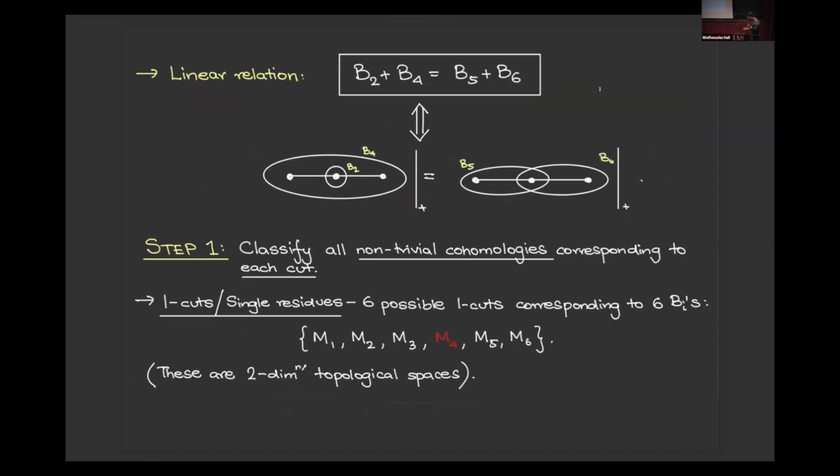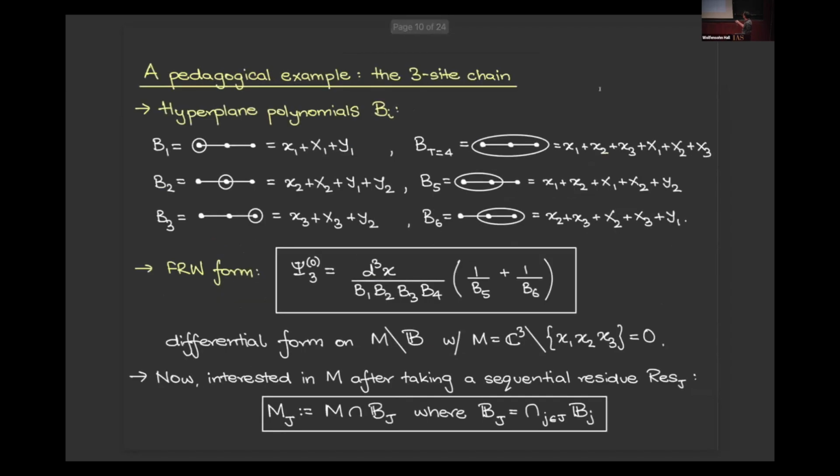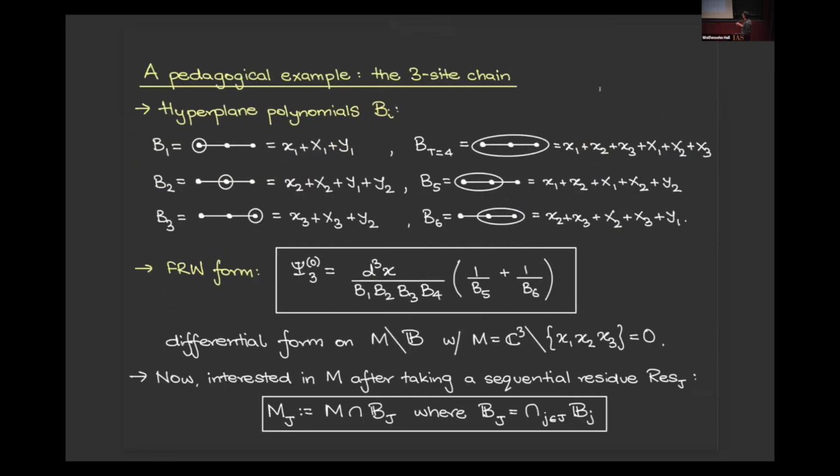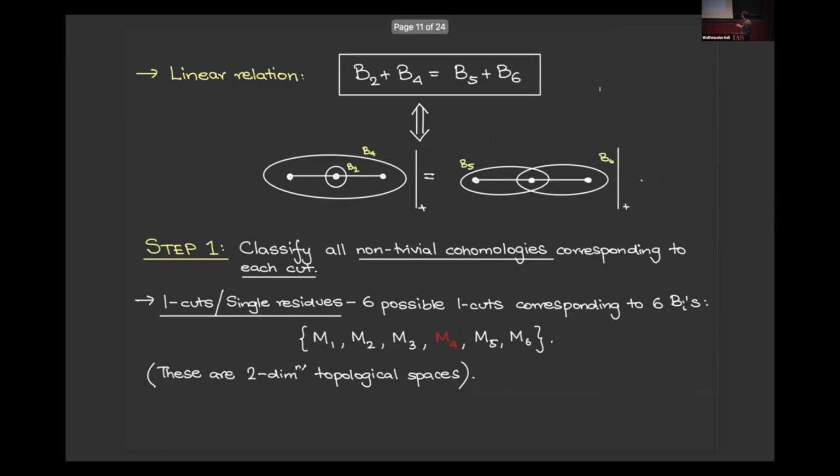So the hyperplane arrangements in cosmology are degenerate in the sense that they satisfy linear relations. And for the three-site case, we have a single linear relation given by B2 plus B4 equals B5 plus B6. And the way to get to these linear relations is we simply consider cross tubings, and we simply uncross them on the left-hand side to get to the full linear relation. So one can explicitly check that B2 plus B4 definitely equals B5 plus B6.